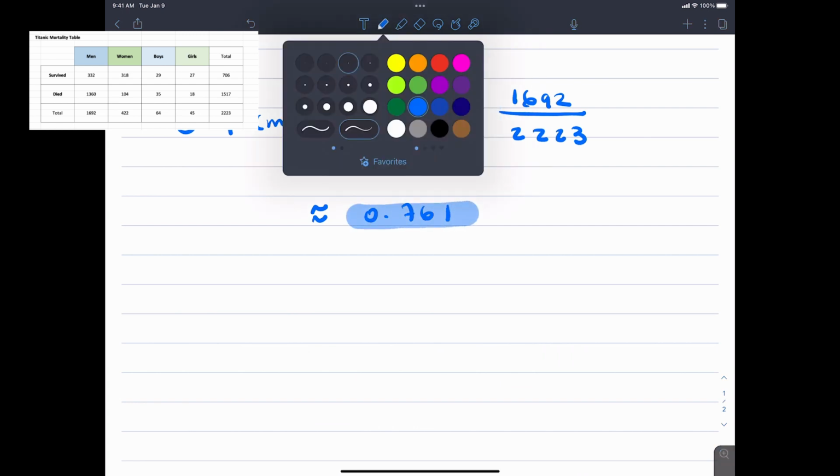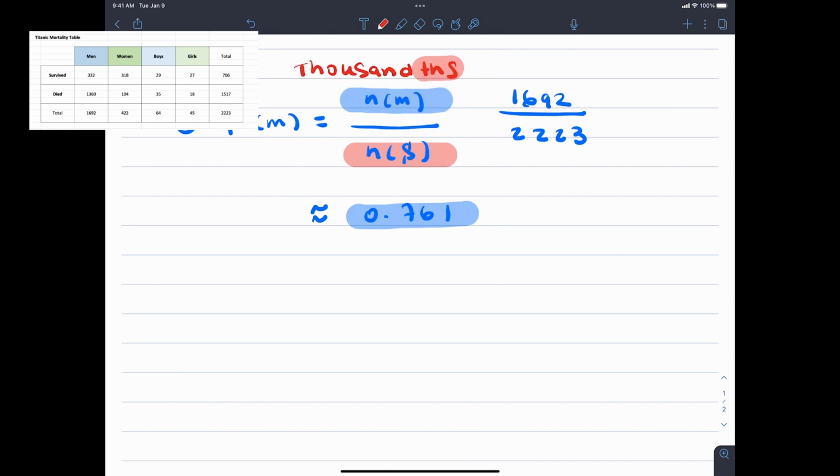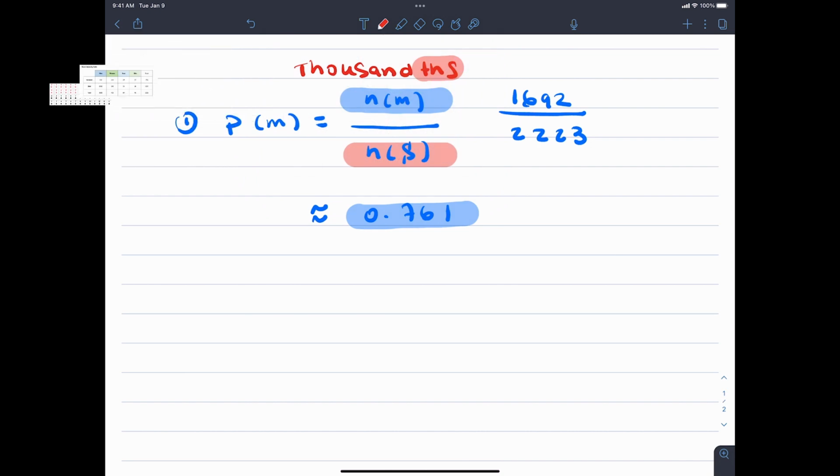That means this is a decimal. Every decimal can be written as a fraction. So this represents 76.1%. Just move that decimal 2 spaces to the right. So what I want to remark to you guys is this. This is 76.1% of the passengers were who? They were men.